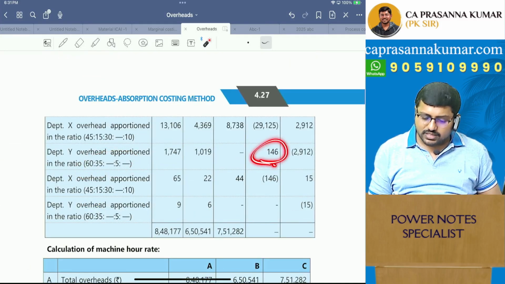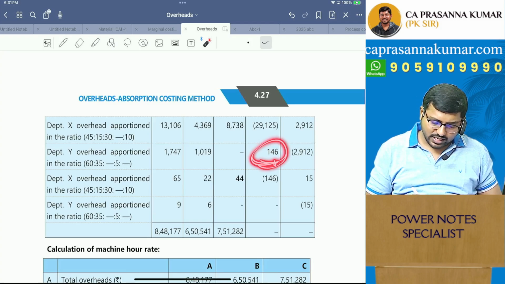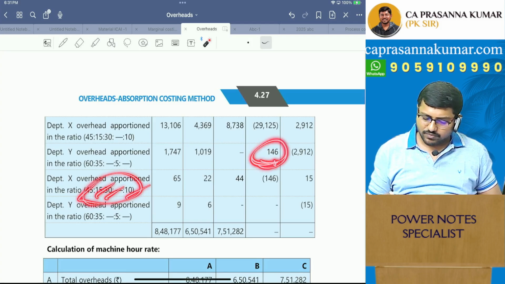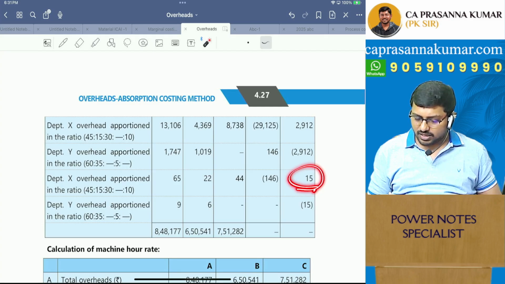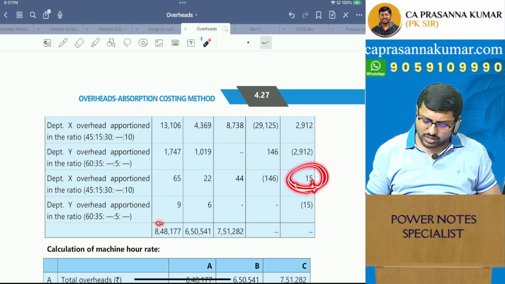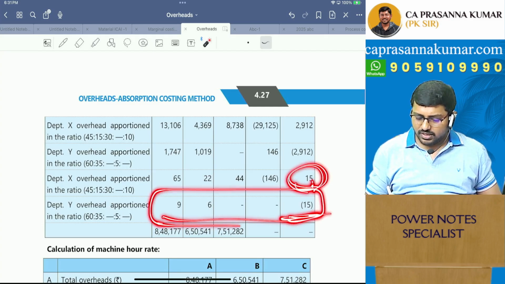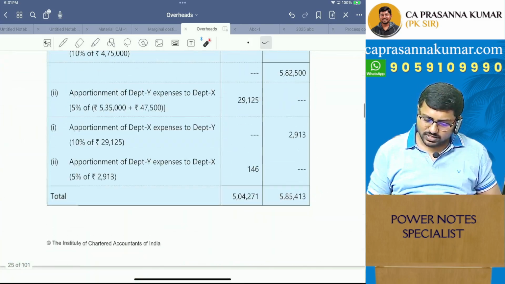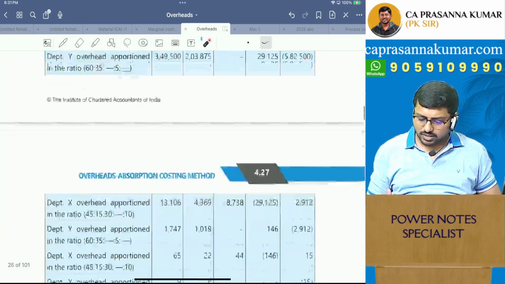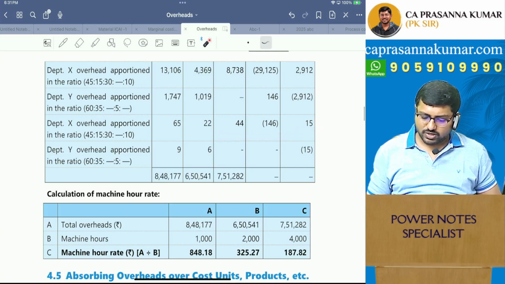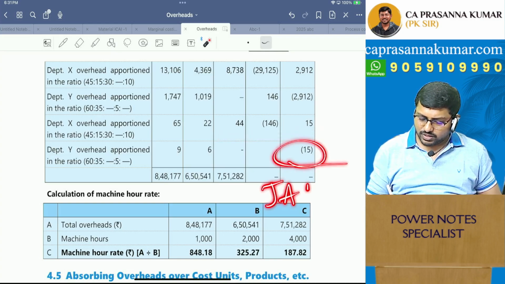Now again, X will get something. Now again, you take X of 146. Again, distribute in the ratio of 45, 15, 30, 10. Y will get something. Now again, you take this Y and then give something to X until it becomes a negligible number. In this case, it is 15. Whereas in the last problem, he said 146 itself is negligible. Whereas in this sum, he did not stop at 146. He went till 15. This is what we call the examiner's scenario.